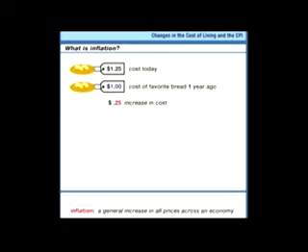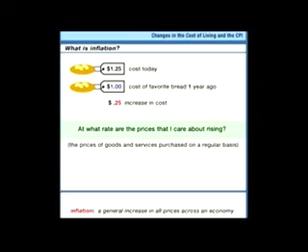My question is, at what rate are the prices rising that I care about? I don't especially care about the price of aluminum or the price of electricity. I care about what's happening to the prices of the goods and services that I purchase on a regular basis. So, the government has constructed an index that focuses its attention on the prices that I care about, the prices that households pay for the goods and services that they most frequently buy. This is an index that answers the question, at what rate is the cost of living rising? And it's called the Consumer Price Index.